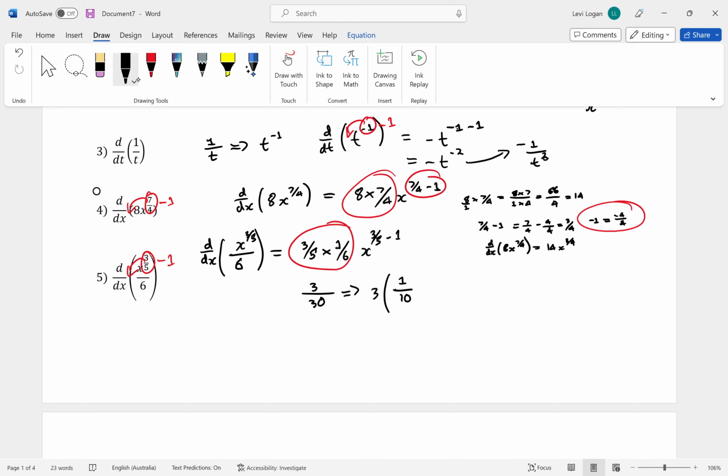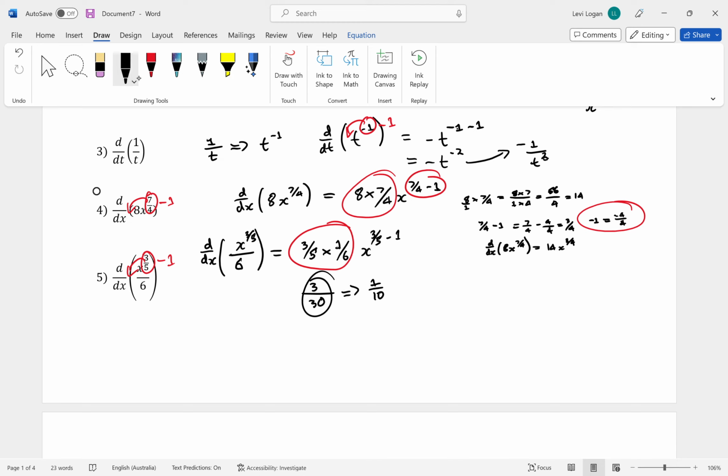The top is the same as 3 times 1, and the bottom is the same as 3 times 10. So you can just cancel the 3. You're not really taking it out, it's more cancelling, removing what's common in both of them. So that simplifies to 1 over 10. So that's the front of the derivative.